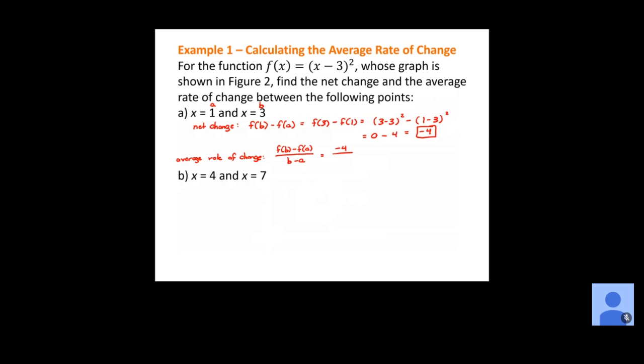And then what's b minus a going to be? Good, right? Just 3 minus 1, so that's going to give us 2. So now we really just have negative 4 divided by 2, which gives us what? Negative 2. Perfect. There's our average rate of change. And again, it's the slope of that secant line that goes between those 2 points on our curve.